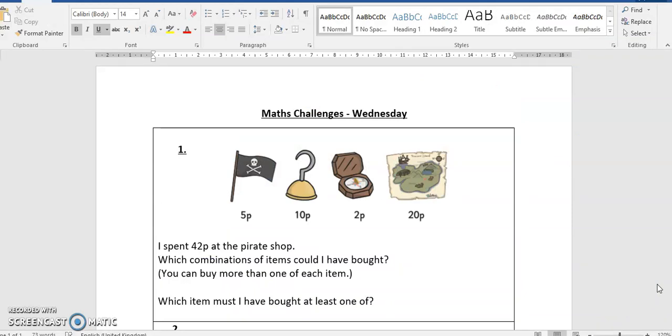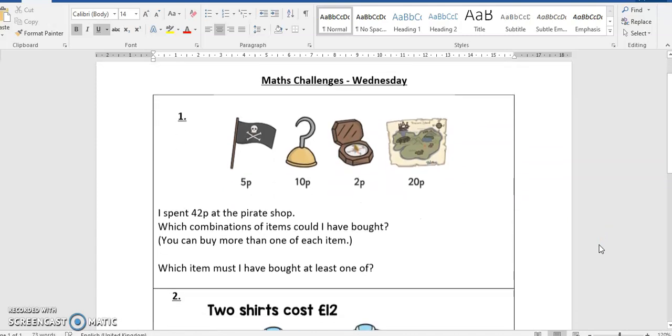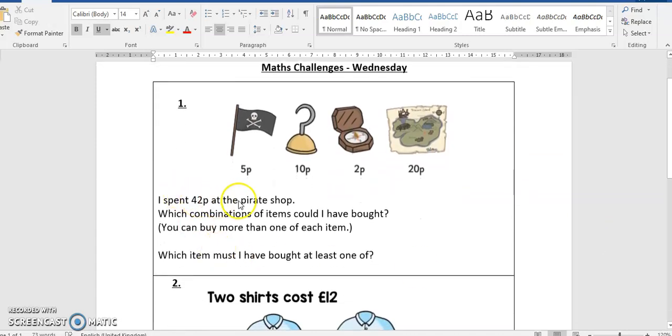And then I'm going to talk about the maths challenges, and we'll also go through the answers for the first worksheets that you've completed. So if you would like an extra challenge, then these are the 3 different ones that we've got for today. This one says, I spent 42 pence at the pirate shop. What combinations of items could I have bought?